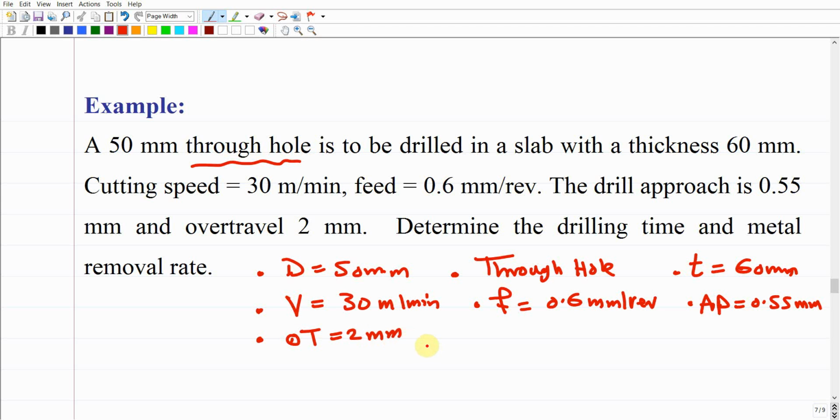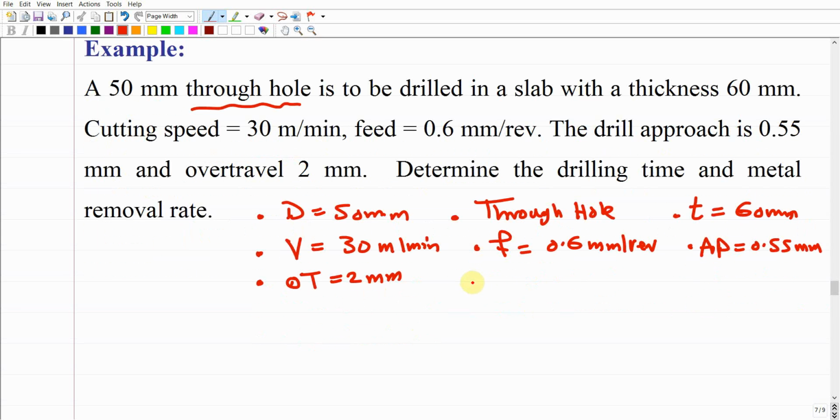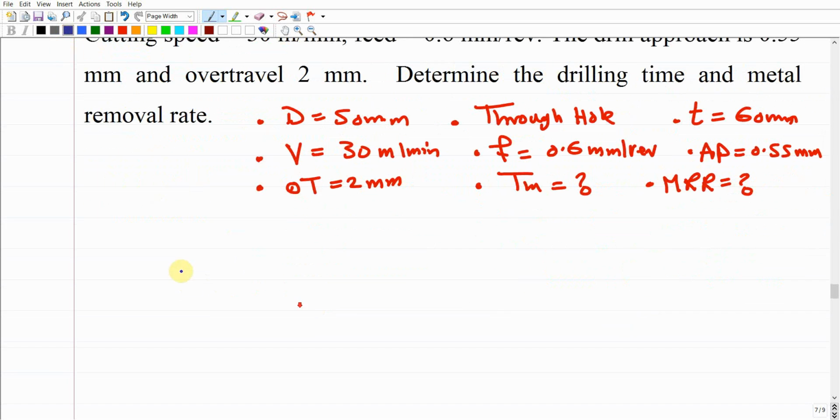Remember, if they are given, that is fine. If not, you're just going to cancel them. Determine the drilling time, which is the machining time, how much it is, and the material removal rate, MRR, how much it is. Make sense?